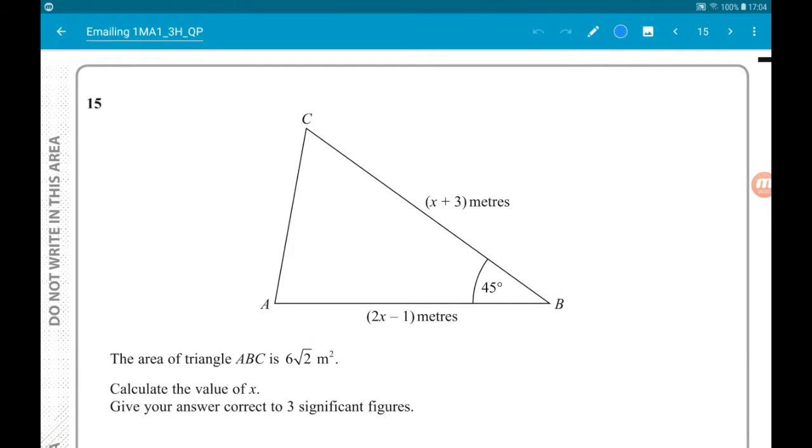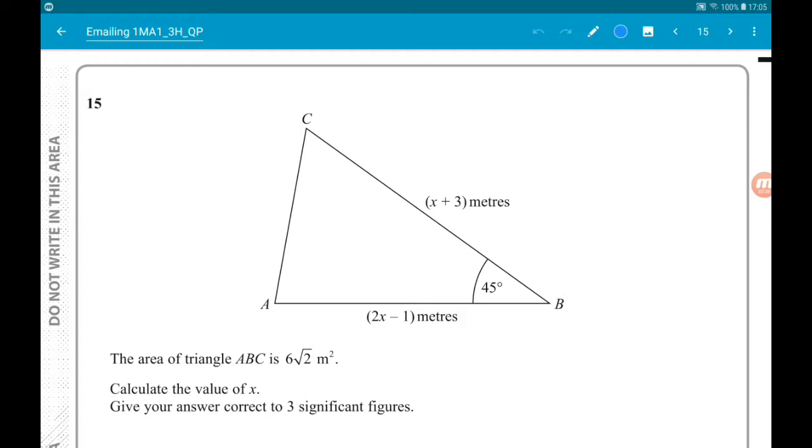Okay, number 15. So we have a triangle ABC whose area is 6 root 2. One angle of 45 degrees and the two side lengths coming out of the angle, x add 3 and 2x minus 1. Our job is to calculate the value of x to 3 sig figs. So, area of a triangle is usually base times height divided by 2. Here we don't know the height.